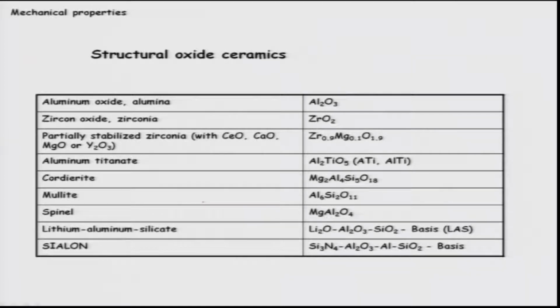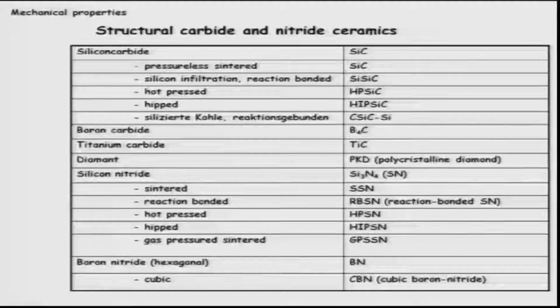Other than that, you also have mullite and spinel. Mullite is aluminum silicate, spinel is magnesium aluminate, or you can have sialons, or cordierites, which are nothing but magnesium aluminum silicates, or you can have aluminum titanate also, but mostly these are the oxide ceramics. There are other things like silicon nitrides or carbides. So, structurally the ceramics are also extensively used. Let me give you some idea. These are the nitrides and carbides.